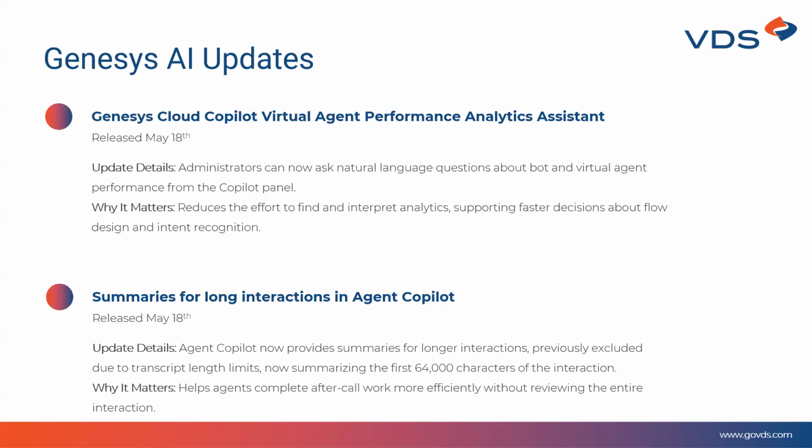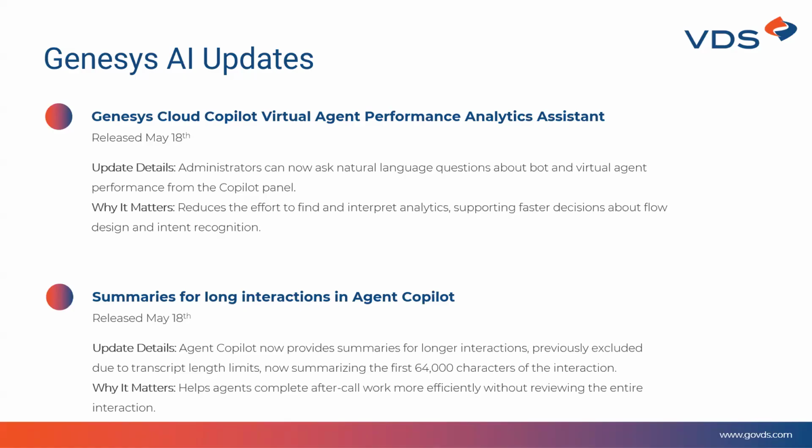Next, we have the one specific to Genesys Agent Copilot, and that's the summaries for long interactions. So Agent Copilot summarization is a popular tool for streamlining after call work, saving time, creating more efficiencies for agents. But on those longer interactions, previously the longer interactions were really excluded from the transcript for the summaries because it exceeded what the model could process. That limit has now been significantly extended. And so with Agent Copilot, you can now summarize basically up to an equivalent of 64,000 characters.